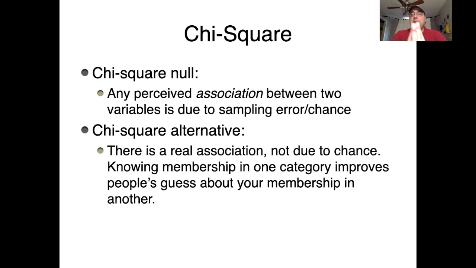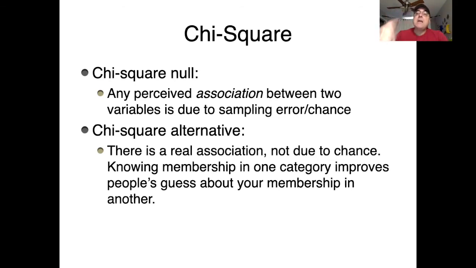And so when we finally decide whether a chi-square is significant or not, we're going to be asking if we think we've observed an association, is that association strong enough that it is unlikely simply to have been produced by the weirdness and randomness of who made it into our sample. The alternative hypothesis for chi-square is that, you know what, there really is an association between how you categorize on one variable and how you categorize on another variable, and it wasn't just due to sampling error, it wasn't just due to chance.